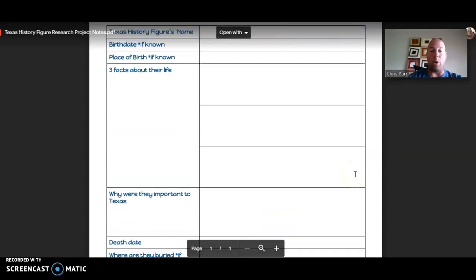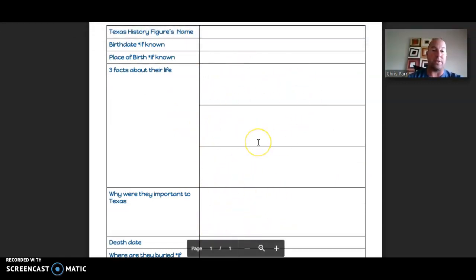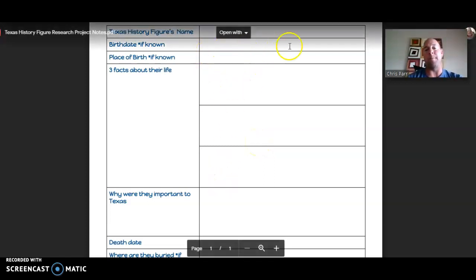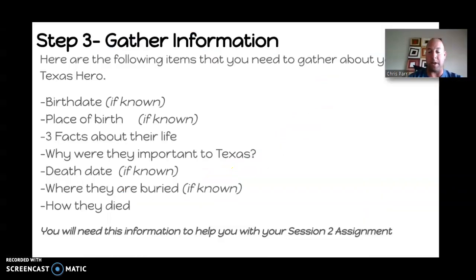What we're looking for mainly is three facts about their life and why they were important to Texas, okay? These are our key and important things for this. If you can find the others, their name, of course, too, that is definitely important to find out, too, okay? That's session 1, getting the research.